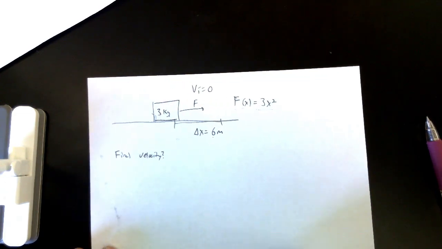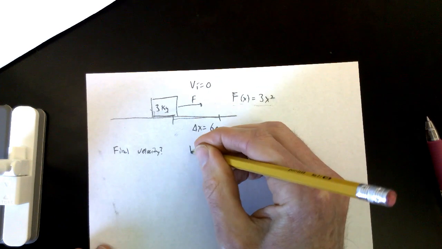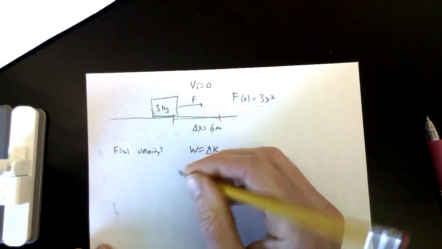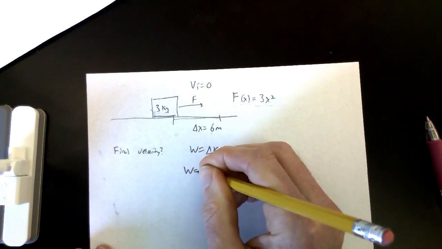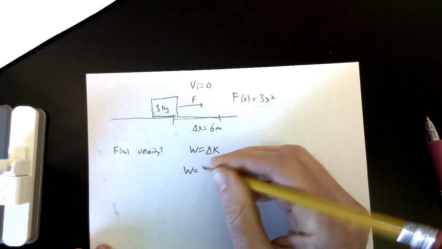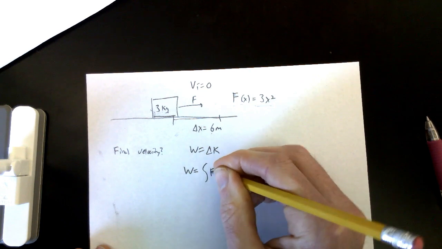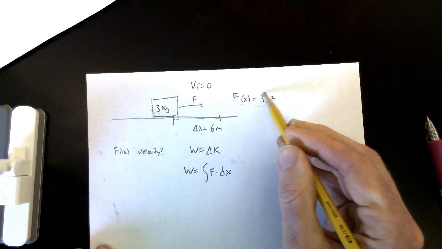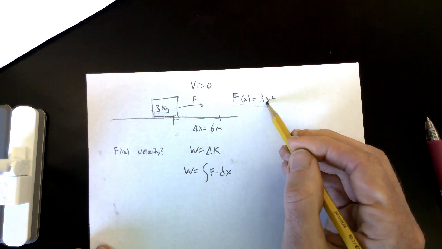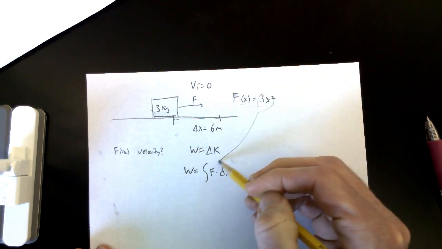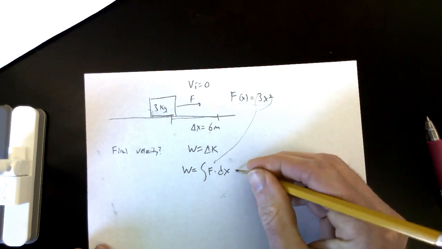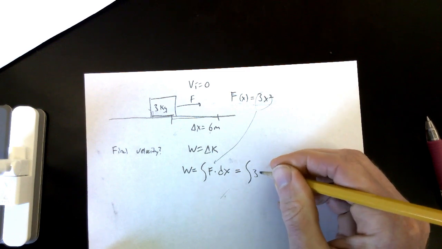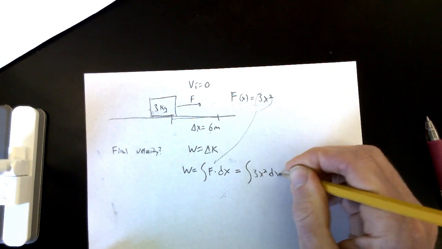Okay, so how do we figure out the final velocity? Once again, it's going to be a work is change in kinetic energy problem. And this time for work, we're going to have to do the integral form of work. So that's going to be the integral of F dx. So now we just have to take this equation for our force and stick it inside of there. So that's going to give us the integral of 3x squared dx.